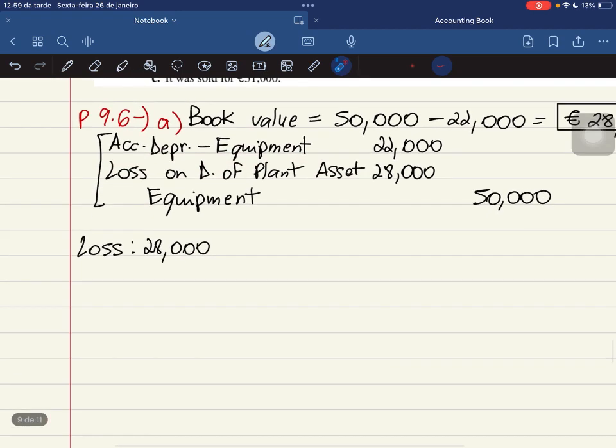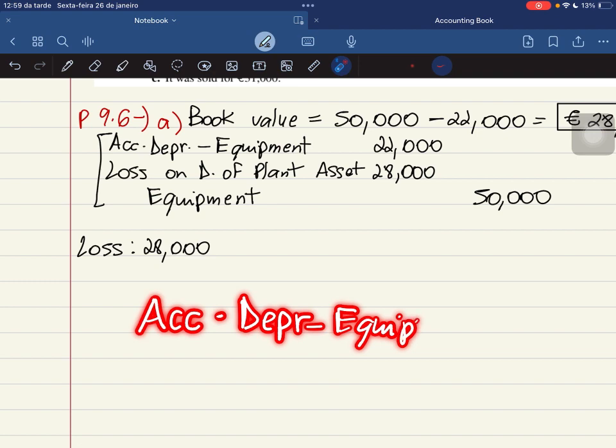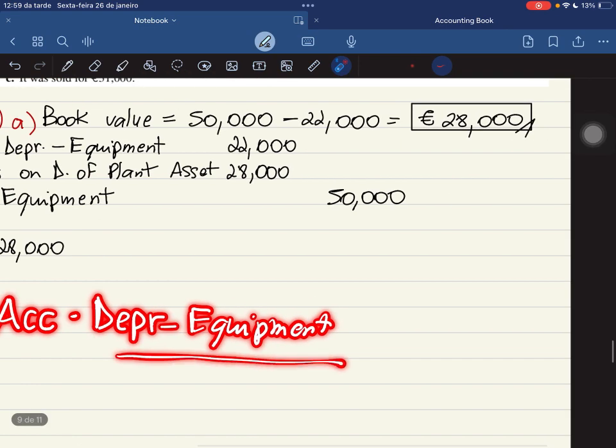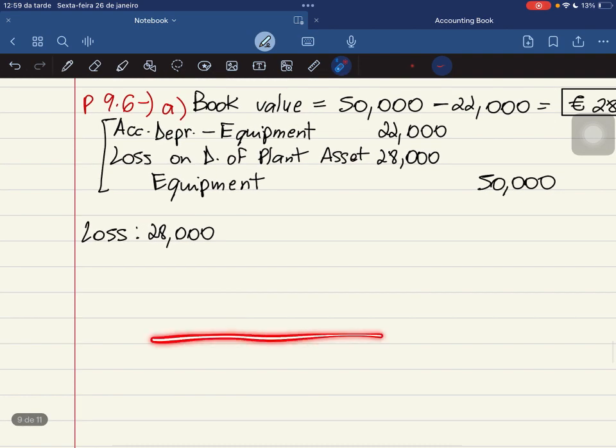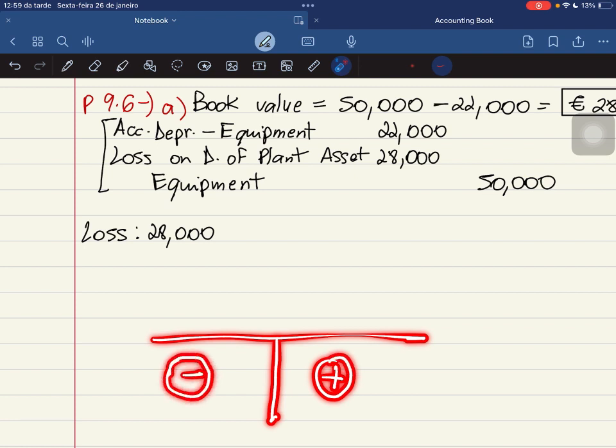Now, just a little reminder, why is this here? Why is accumulated depreciation equipment debited? Well, because somewhere in your ledger, you would have a T account for that accumulated depreciation equipment. It is actually a credit balance, which means that the increases happen here and the decreases happen here. For this equipment, every year there was a depreciation and I would have to record that. I would record all of these numbers over here because this is where the increases happen. The increase of the depreciation, okay?